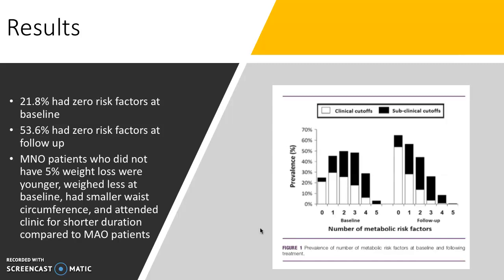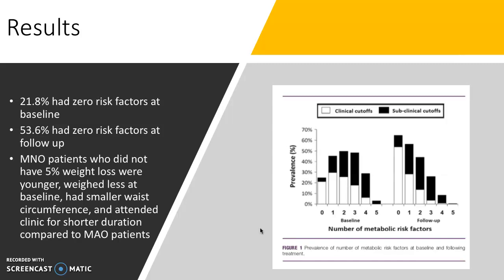Metabolically normal obese patients who did have a 5% weight loss were younger, they weighed less at baseline, they had a smaller waist circumference, and they attended the clinic for a shorter duration compared to metabolically abnormal patients. So there's a thought that metabolically normal obese adults have a higher risk of developing future risk factors, so future hypertension, than those that are metabolically normal and at a normal weight.